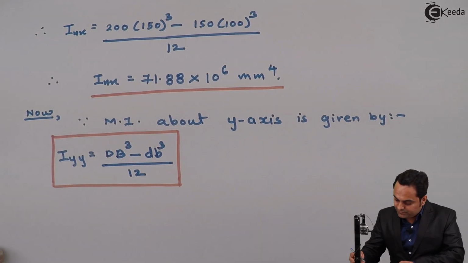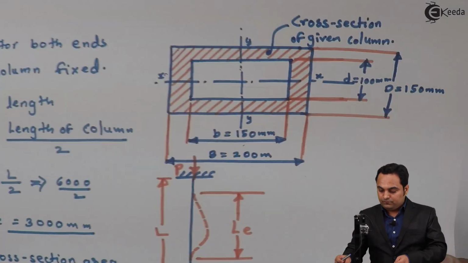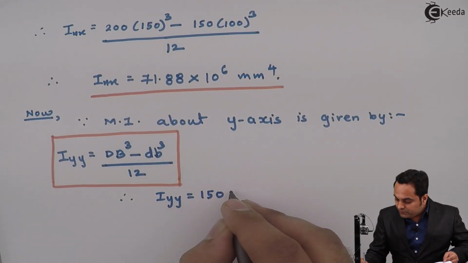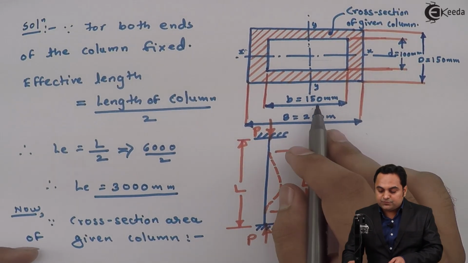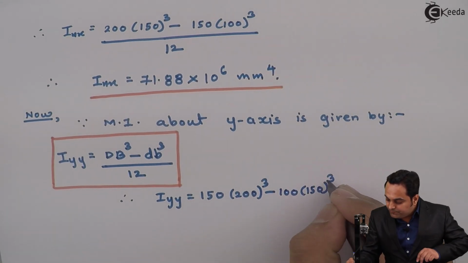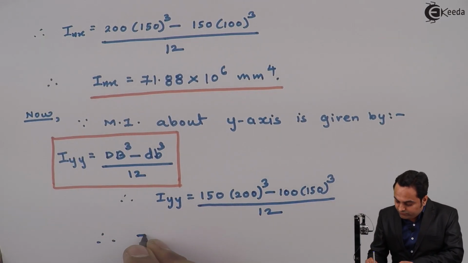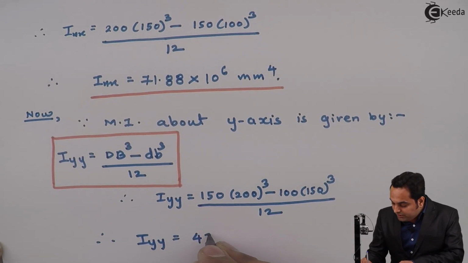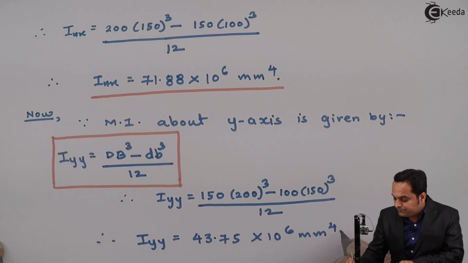So putting the values here, now capital D is 150, B is 200, so 150 into 200 cube minus small d is 100, small b is 150, so 100 into 150 cube divided by 12. So therefore Iyy value comes out to be the answer which I have, 43.75 into 10 raised to 6 mm raised to 4.